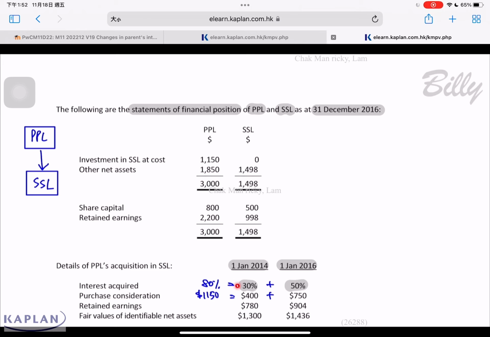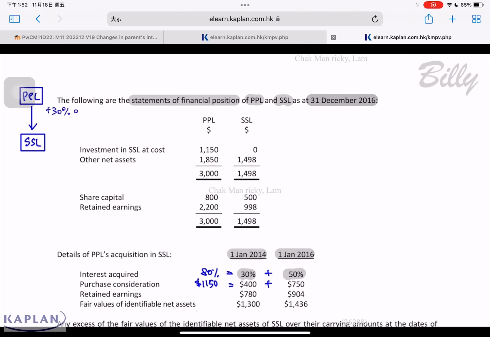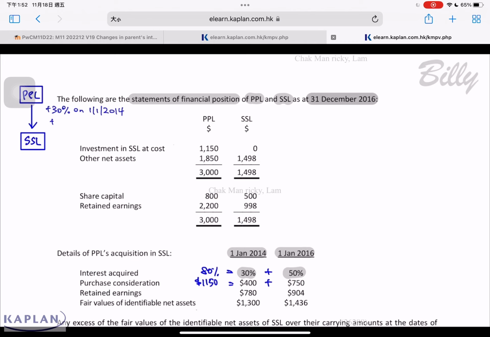PPL only has 30%. Unless the question indicates otherwise, we assume 30% is an associate, acquired on 1st Jan 2014. 2 years later, this year, it acquires 50% on 1st Jan 2016. In total it equals 80%. We are given the retained earnings of SSL at 1st Jan 2014 and 1st Jan 2016. We are also given the fair value of net assets at these two dates.